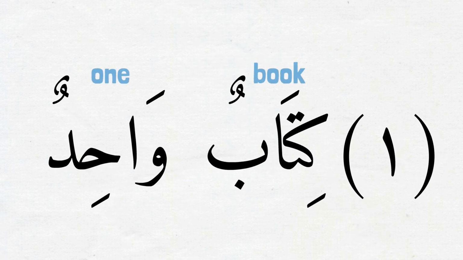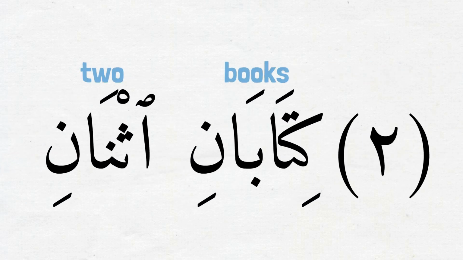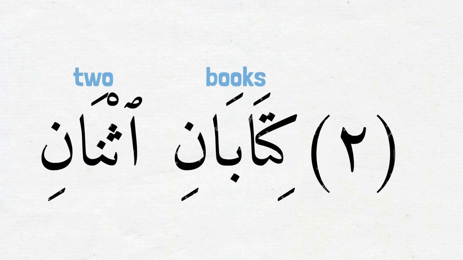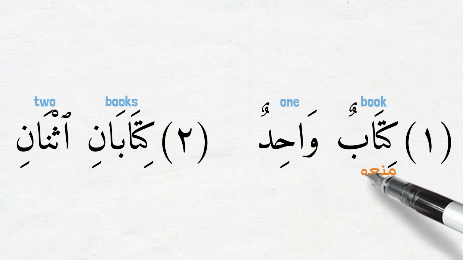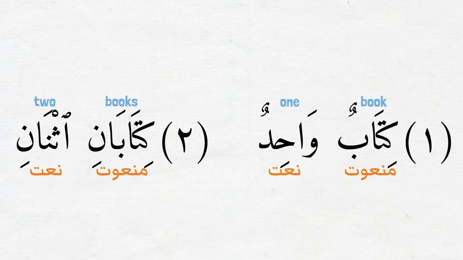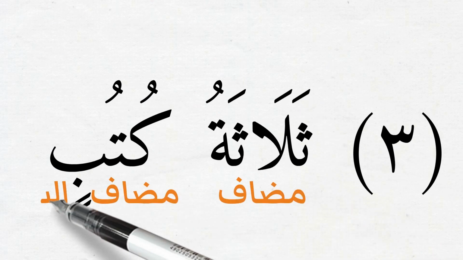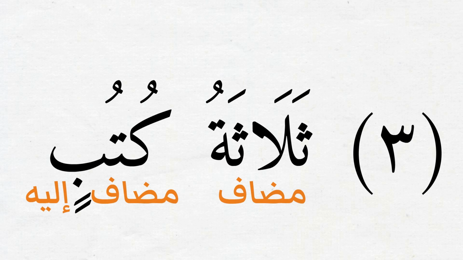كتاب واحد, one book. كتابان اثنان, 2 books. These 2 constructions are the معدود and عدد pairs, as we just learned. Now comes مضاف and مضاف إليه combinations, starting from 3. Don't forget to use the plural معدود from 3 to 10.